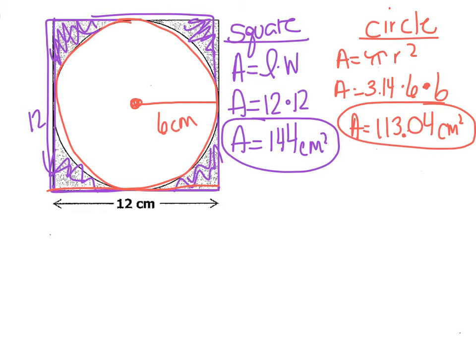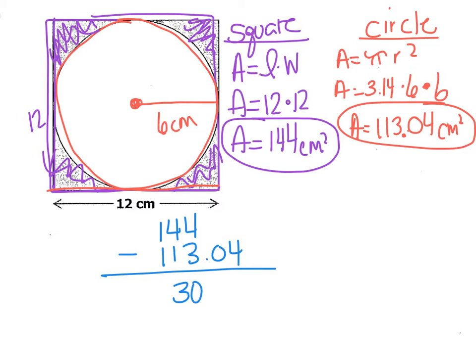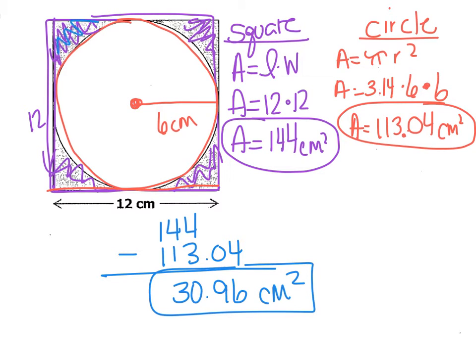So we have the area of our square and we have the area of the circle. So to find the area of just the shaded region, now we're going to subtract them. The bigger one is the square, so we're going to do 144, minus the smaller one is the circle, so we're going to do 113.04. So we're going to subtract those numbers, and we end up getting 30.96, and this would be centimeters squared. So the area of the shaded region is 30.96 centimeters squared.